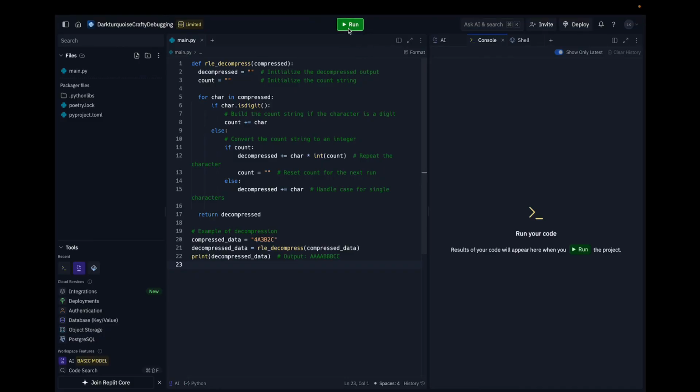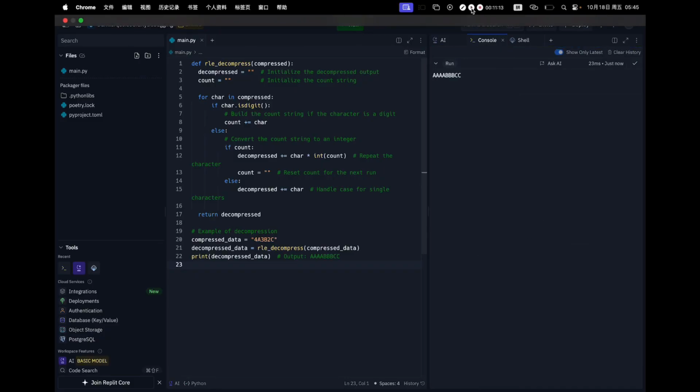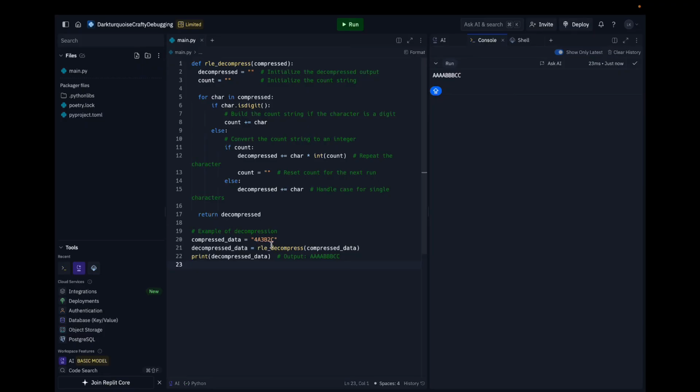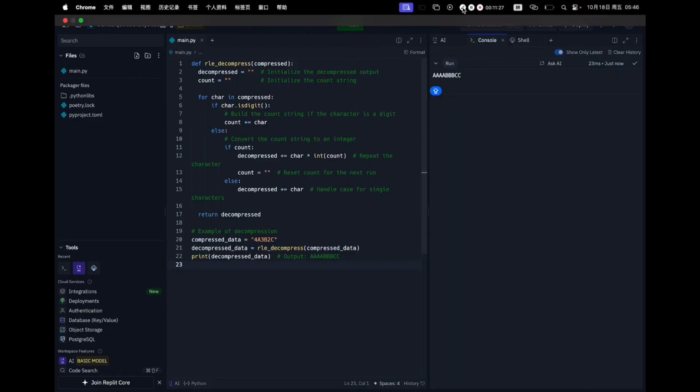So here we run the code. As you can see, for 3A2B1C, after we decompress it, we get the result of 3 A's, 2 B's, and 1 C. Correct? So they are connected. Now let's get back to our next topic.